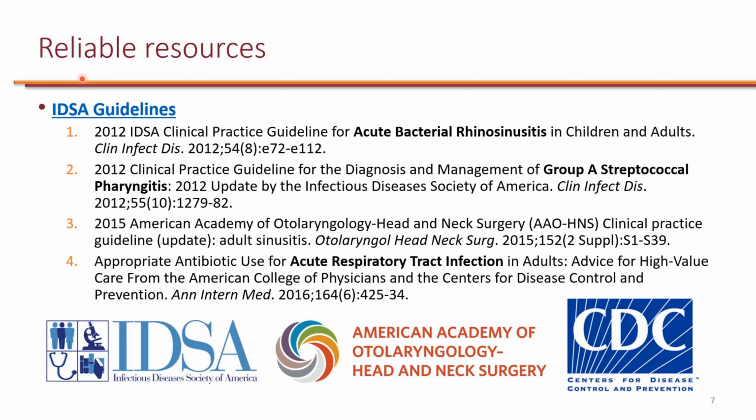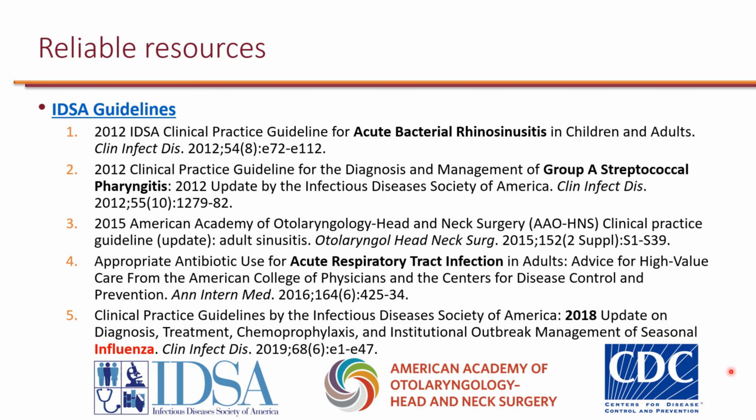Let's take a look at some reliable resources. We do have a 2012 IDSA guideline for acute bacterial sinusitis. We also have a 2012 IDSA guideline for group A streptococcal pharyngitis. There's also a 2015 guideline for sinusitis from AAO-HNS, which we will not talk about in this topic. And there is also guidance available from the American College of Physicians and the CDC on acute respiratory tract infection in adults. Lastly, IDSA has a 2018 guideline for the treatment and chemoprophylaxis of influenza.